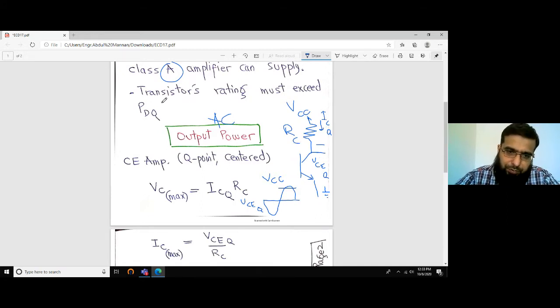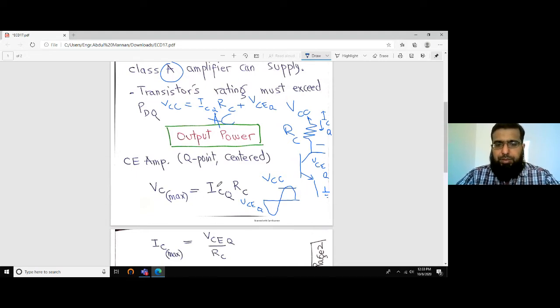We can write it like this: VCC is ICQ RC plus the voltage VCEQ. So if we take VCEQ to the other side of the equation, VCC minus VCEQ, we are left with ICQ RC, and this is the margin that this output AC will have to swing on the positive side. So this is the max voltage, ICQ RC.